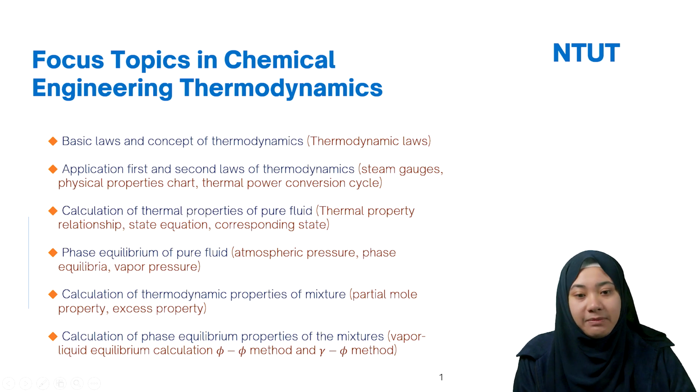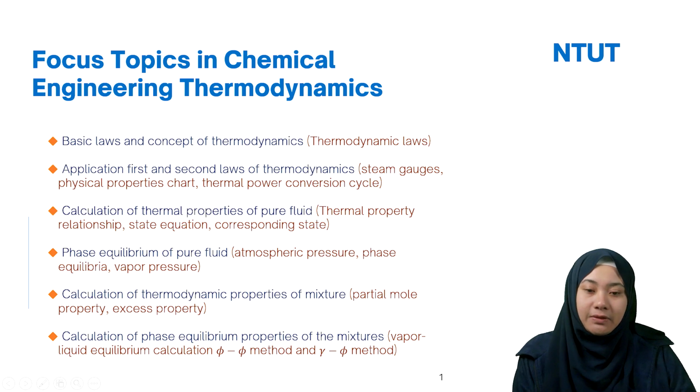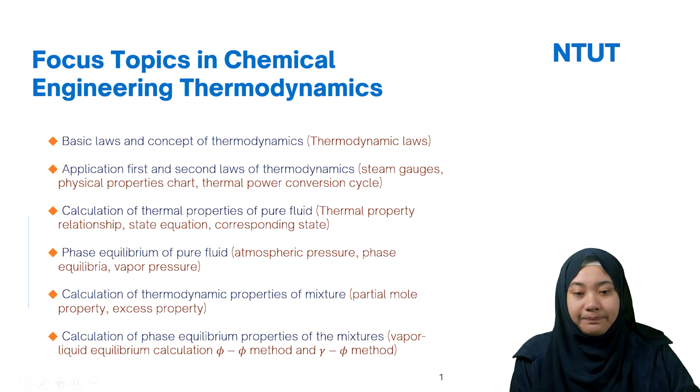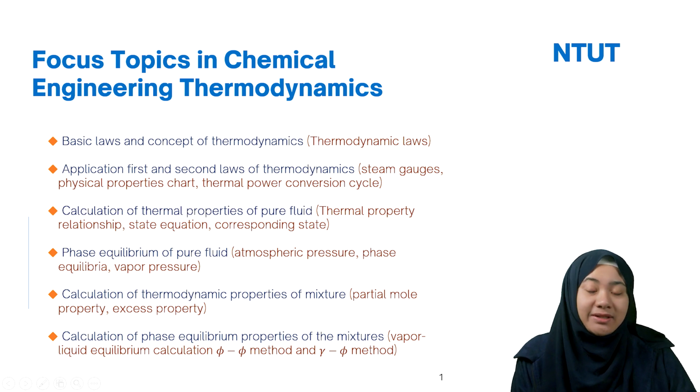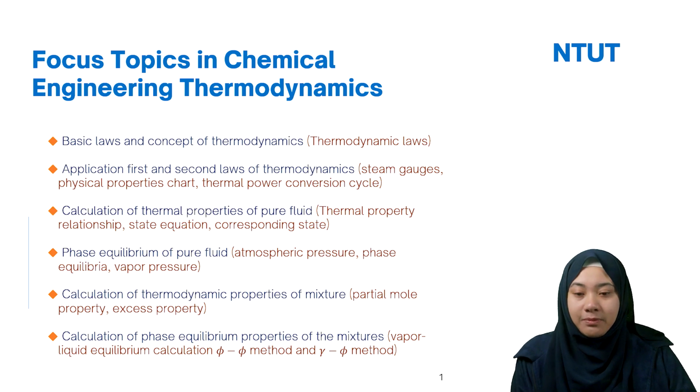The first and second laws of thermodynamics we can apply in the steam gauge. If you go to a steam power plant to see how they produce electricity, we can use the steam gauge to measure the pressures and the physical properties chart. This is mostly what we will apply in the course: how to read the charts. All of the entropy and enthalpy we can define from the physical properties chart.